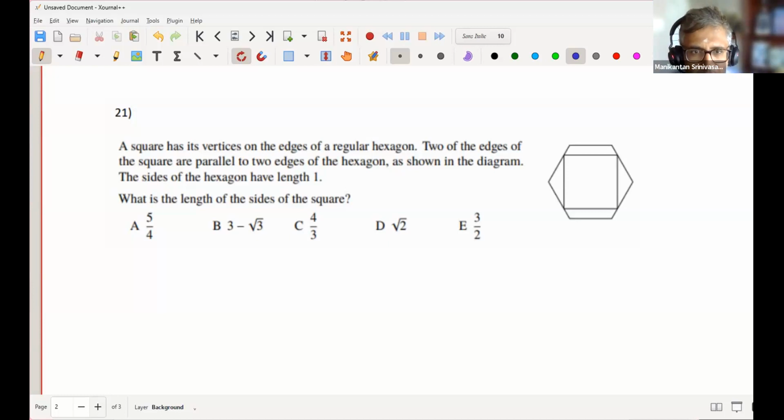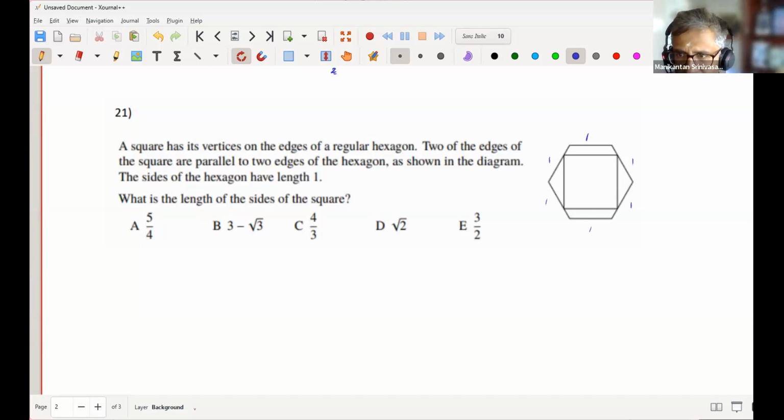I don't know. Actually, let's see. A square has its vertices on the edges of a regular hexagon. Two of the edges are parallel, and so on. The sides of the hexagon are of length 1. So this is 1, this is 1, all of them are 1, right? What is the length of the side of the square? Okay, so wherever there's a hexagon, there's an ample number of 60 degree angles, which means the 30, 60, 90 triangle is going to be at play for sure. It's just applying that, right?